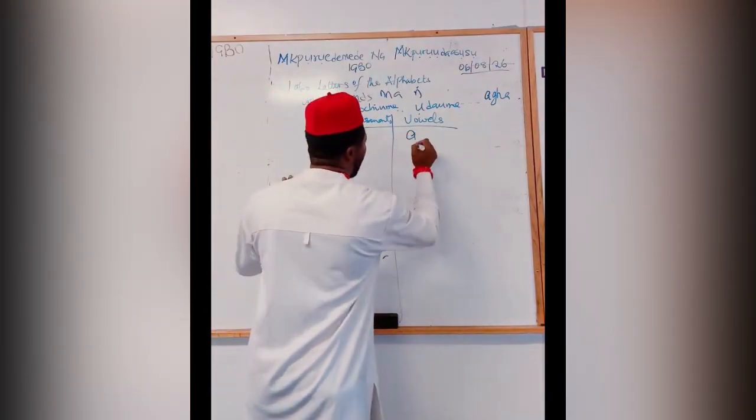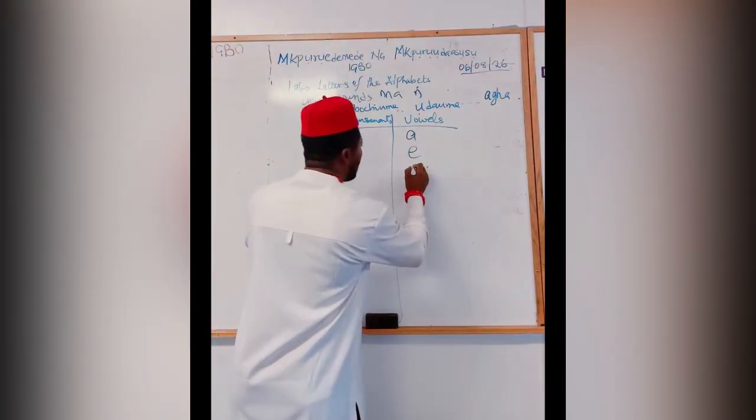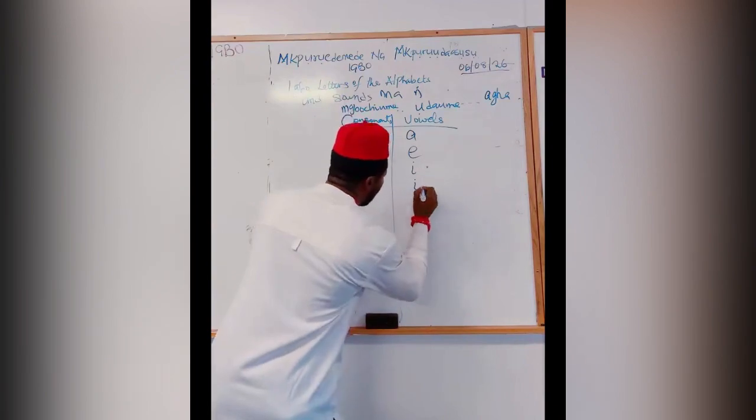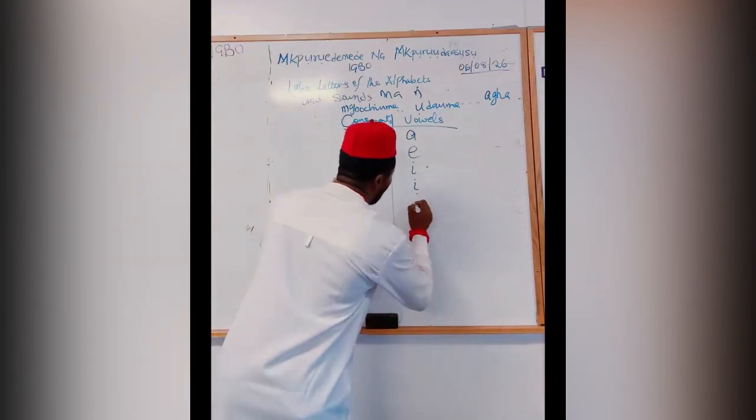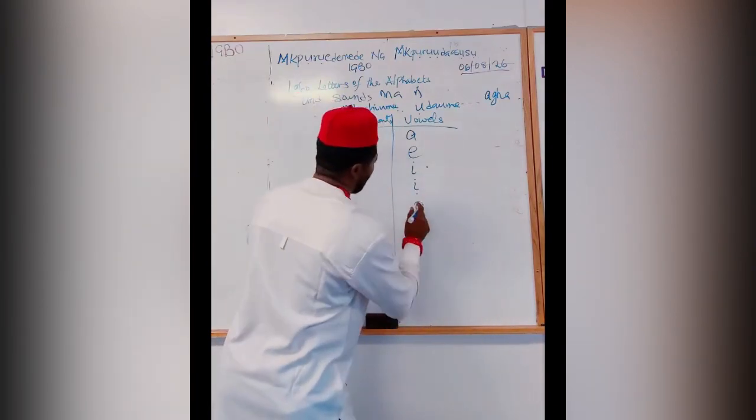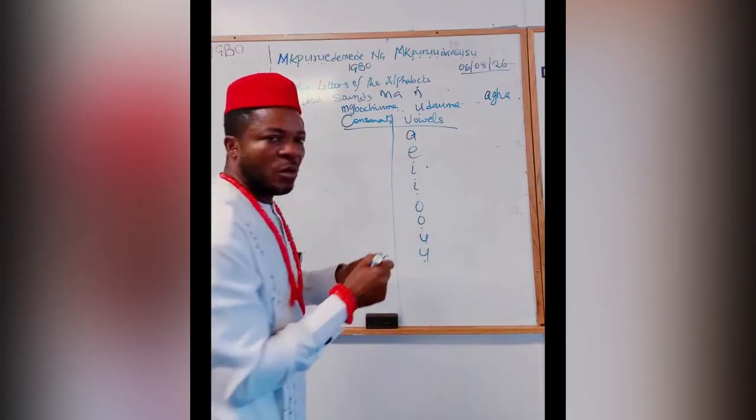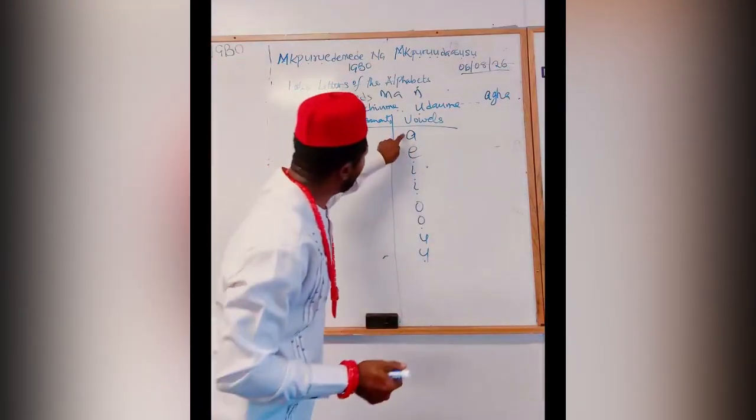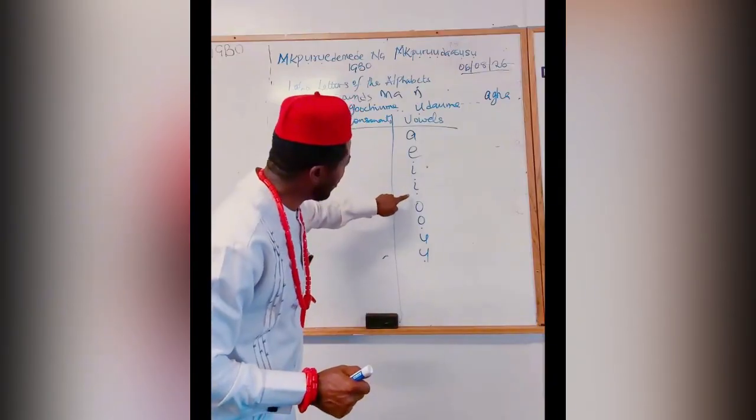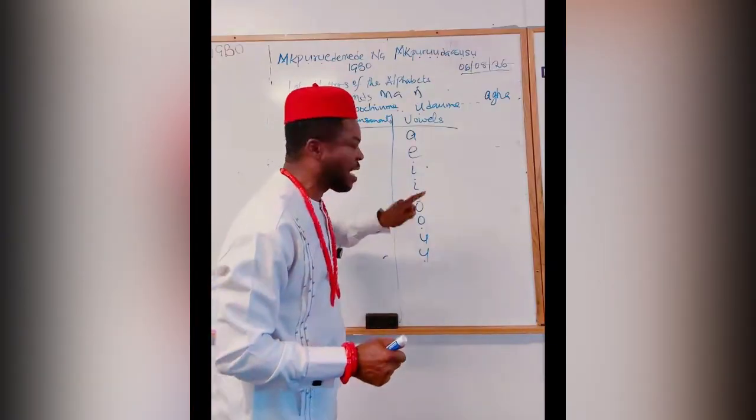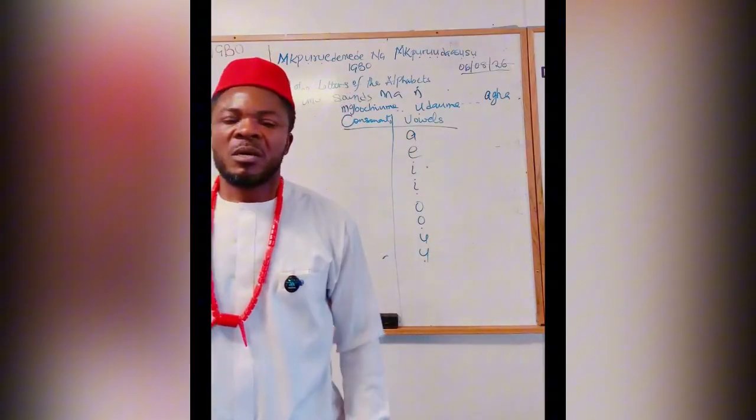Vowels. A, E, I, E, O, U, O. How many are they? 1, 2, 3, 4, 5, 6, 7, 8.